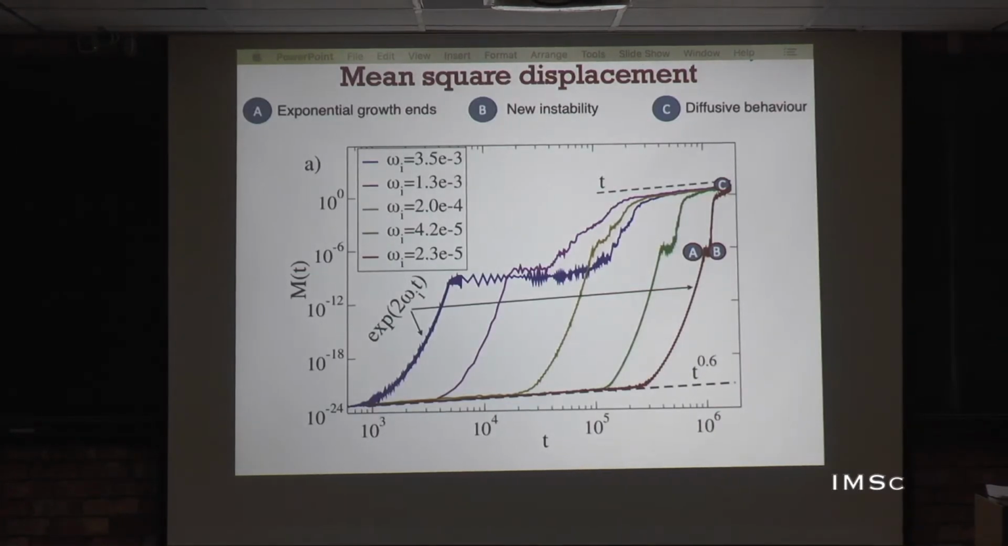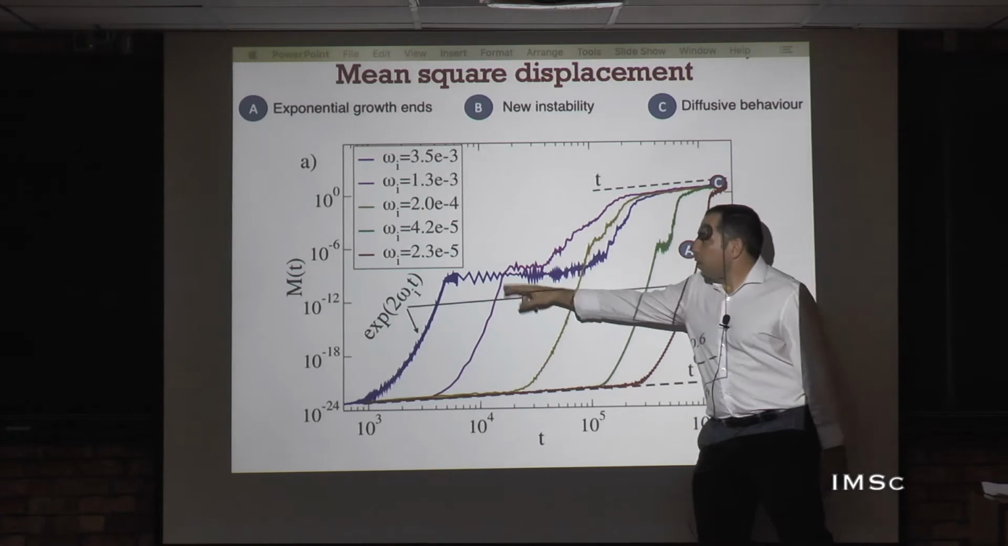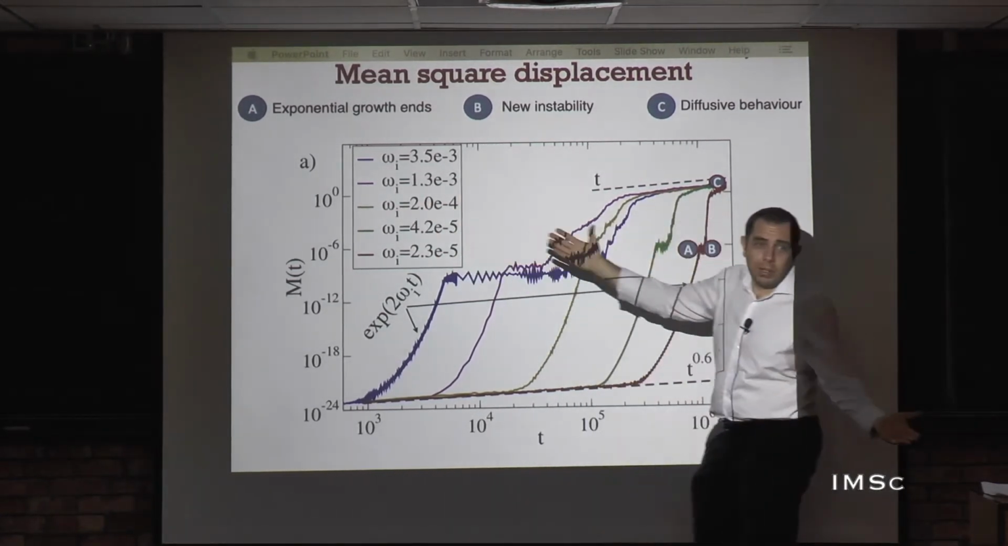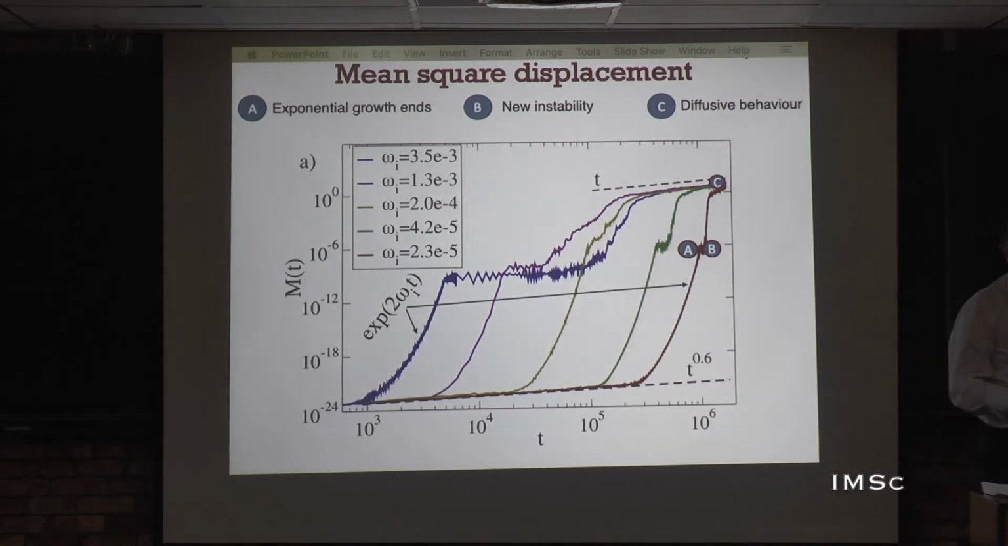But what we see is that this appears to be a precursor of a macroscopic failure, where you see the displacement is of the order of one particle diameter. This is what we see.